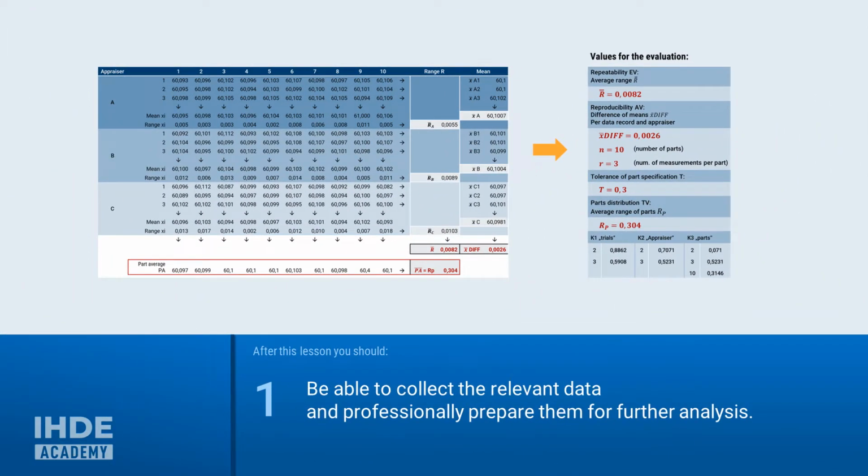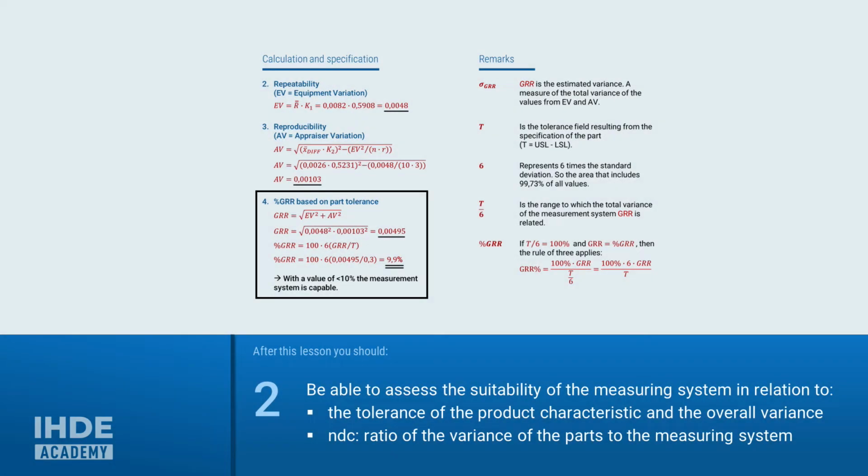And hello again to this lesson, which essentially has 3 learning objectives. At the end, you should be able to collect the data relevant for a measurement system analysis and to extract the necessary characteristic values from this data. Furthermore, you should be able to carry out all necessary calculations within the framework of this measuring system analysis, and to assess the suitability of the measuring system.